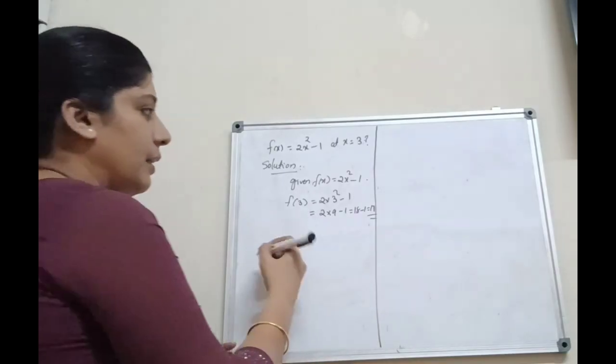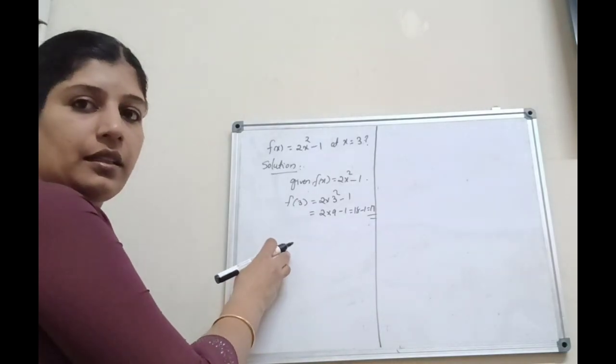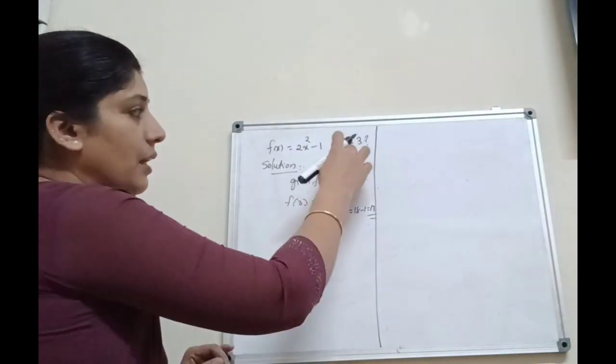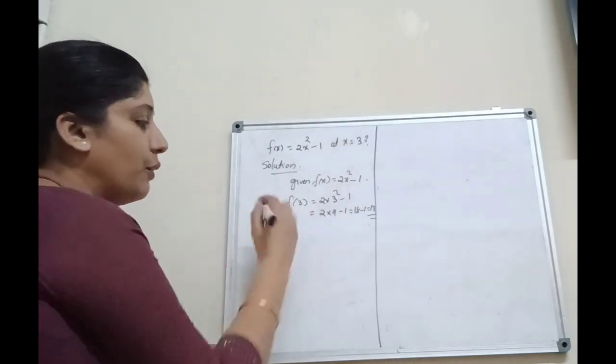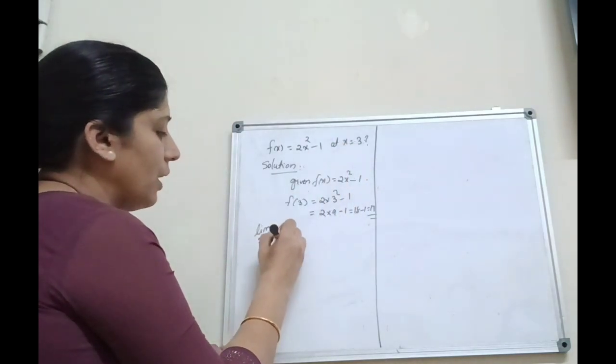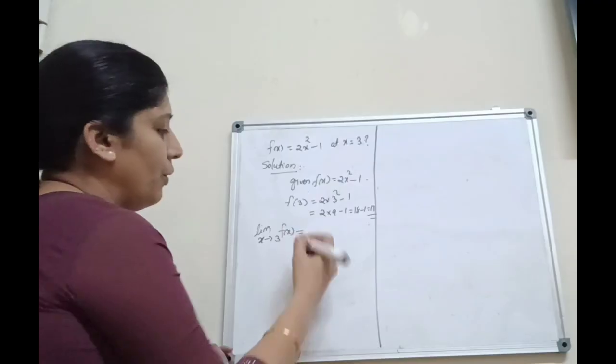Then next we can consider whether the function is continuous at the point x equal to 3. That is, here we have to find out limit x tends to 3, f of x equal to what?